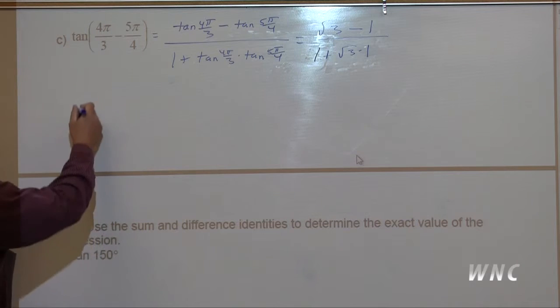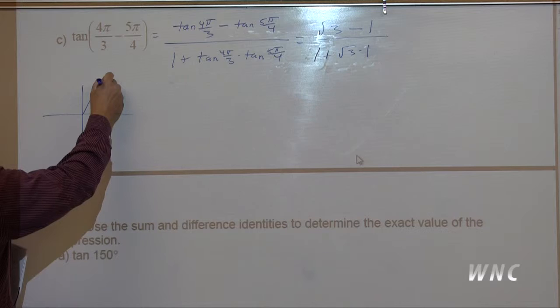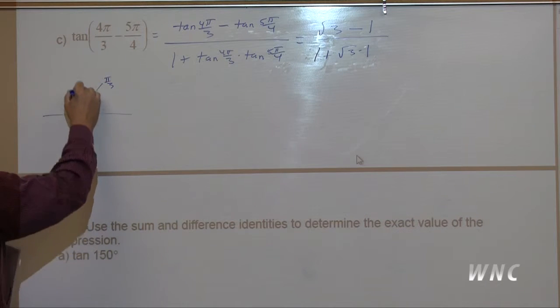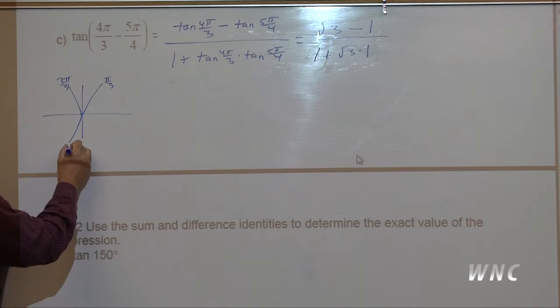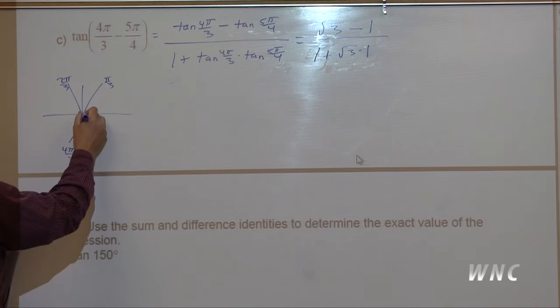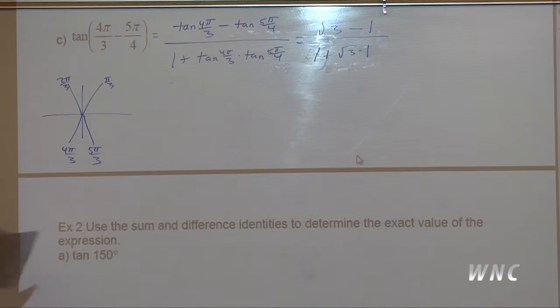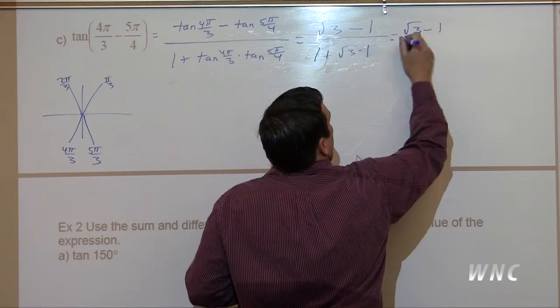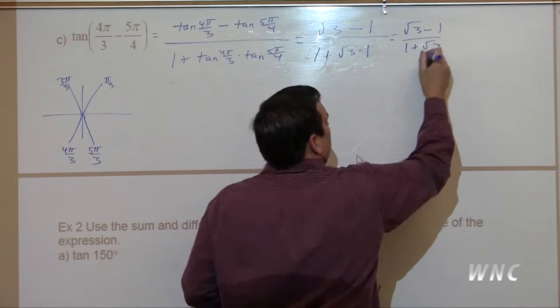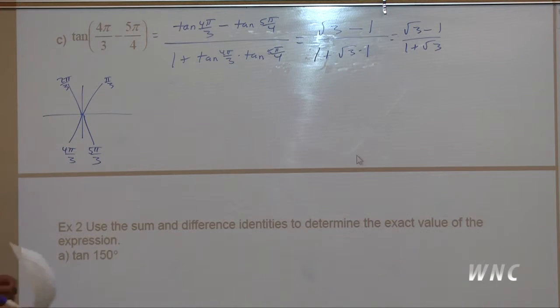Let's think about this for a second. This would be pi over 3, 2 pi over 3, 4 pi over 3, and then over here was 5 pi over 3. Yeah, that's correct. Tangent of 4 pi over 3 is square root of 3. Okay, so what we have is square root of 3 minus 1 over 1 plus the square root of 3. Now, we could leave it like that, but we probably should rationalize the denominator.